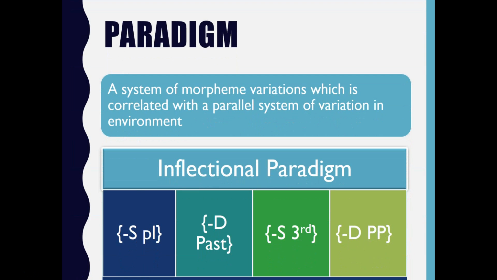So, paradigm. Paradigm is a system of morpheme variations. Okay? And it is correlated with a parallel system of variation in the environment. Here, the environment is inflectional paradigm. Among the 9 morphemes in the inflectional, there are 4 that have paradigm.